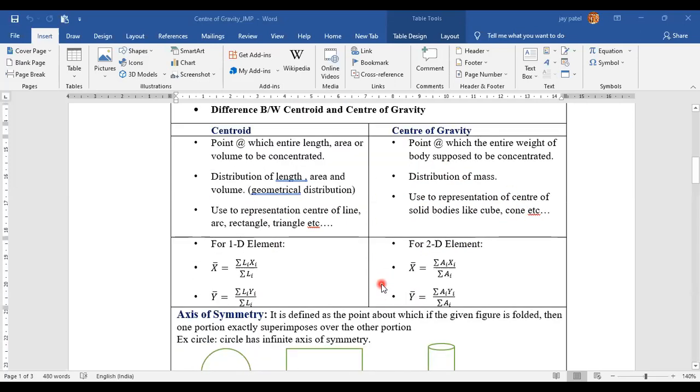Now we are going to use some equations for calculating the centroid, for a one dimensional element. Here your difference is complete. At this point, your difference is complete. That is all the difference there is. Is it clear or not? Please confirm. I hope it is clear to all of you.